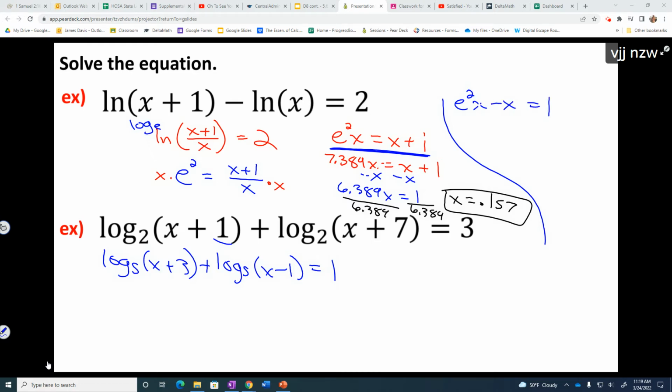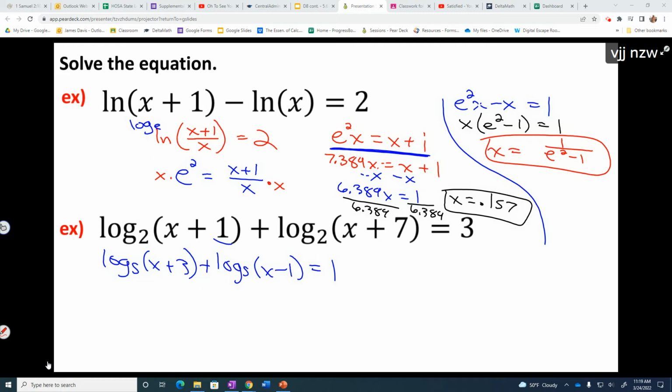Okay. And then what you would do is pull out the greatest common factor. These both share an x, so you'd pull out an x. You'd be left with x times (e squared minus 1) equals 1. And then you would divide by e squared minus 1. So x would be 1 over (e squared minus 1). And that would be your answer. That's the most exact answer.